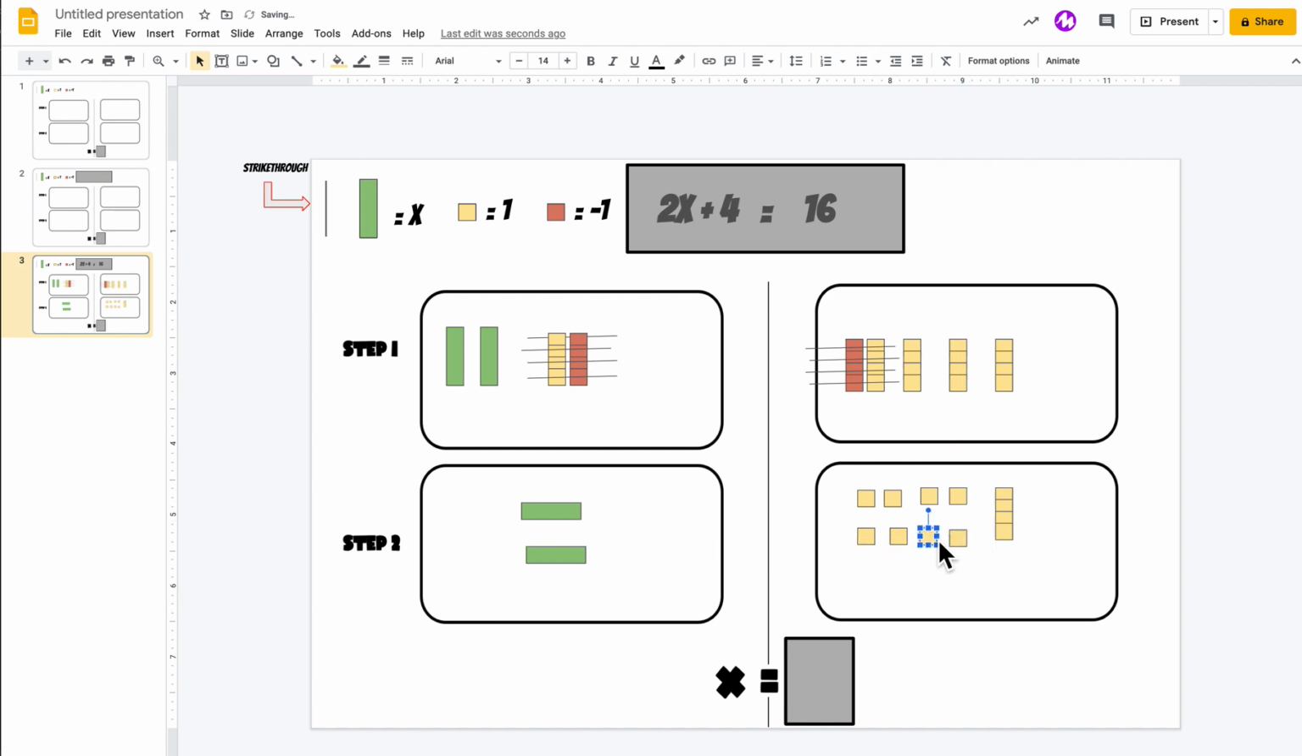Try to make them as neat as you can. Neatness really does help when you're doing this kind of stuff. If you got them all scattered around, it's not exactly going to work. And I like to line everything up to show the equal groups. And that's good enough for me.